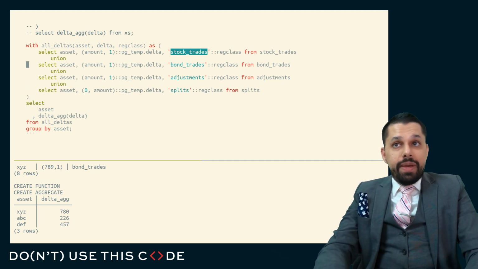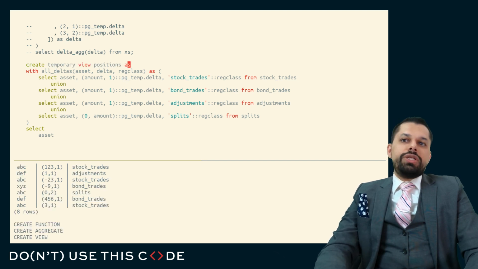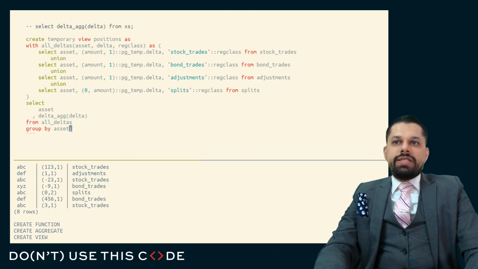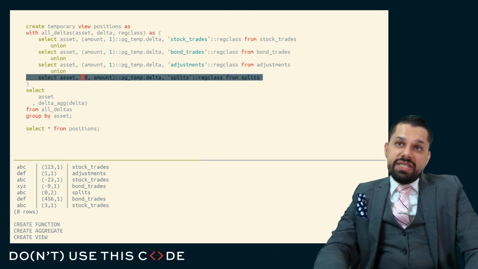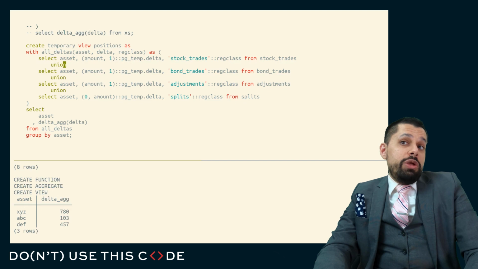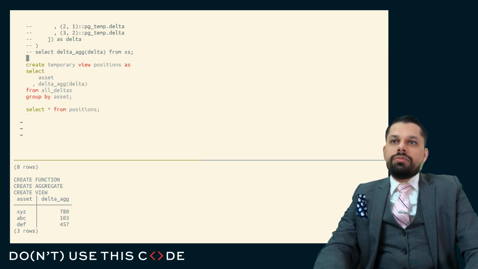We could very easily make this some sort of view. We could say, create a temporary view called positions using this. And then, instead of having this complex query every time, we could have a very simple query, select everything from our positions. And you could think that this thing here, all the deltas, we might choose to make that a view as well.